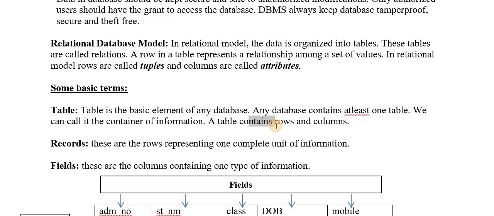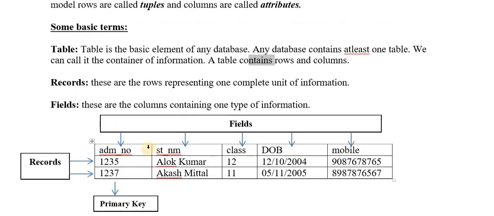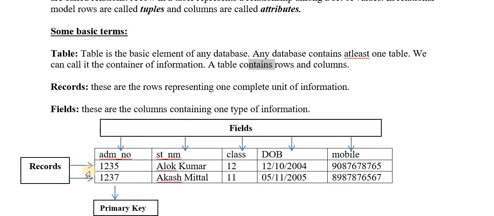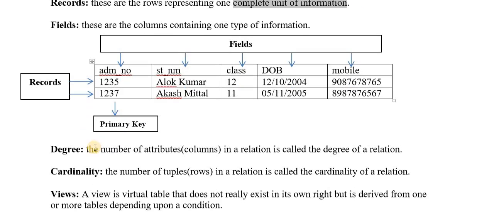So a table contains rows and columns. Here you have the table, and the table has multiple fields and multiple records. So you have to remember: the horizontal lines are called records and the vertical lines are called fields or attributes. Records are the rows representing one complete unit of information, and the columns contain one type of information. Now you can see these vertical lines are called columns or fields, and these horizontal lines are called rows or records.